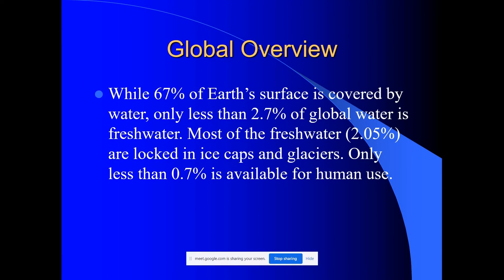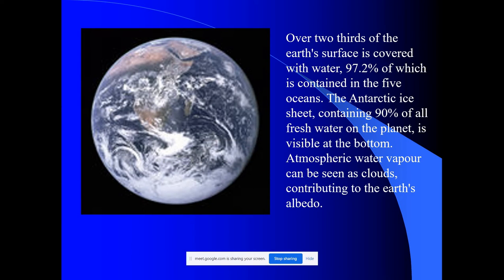So over 2/3 of the earth's surface is covered with water. We have already discussed this. 97.2% of which is contained in the 5 oceans. The Antarctic ice sheet contains 90% of all fresh water on the planet. Fresh water means pure water which we can use for drinking purposes. We can drink this water.